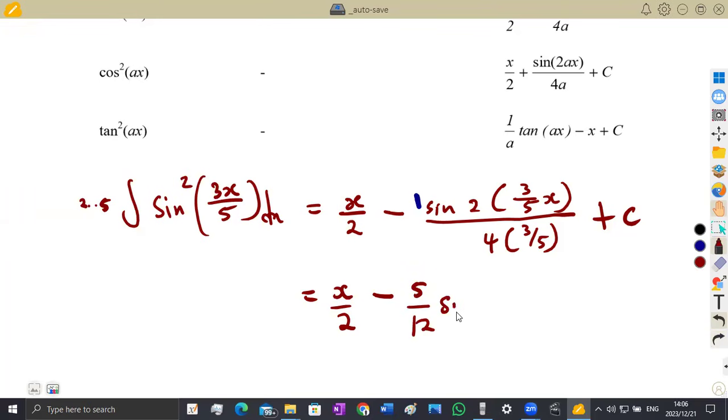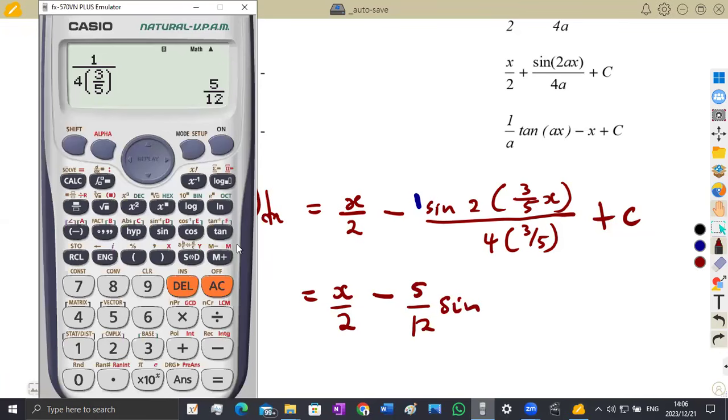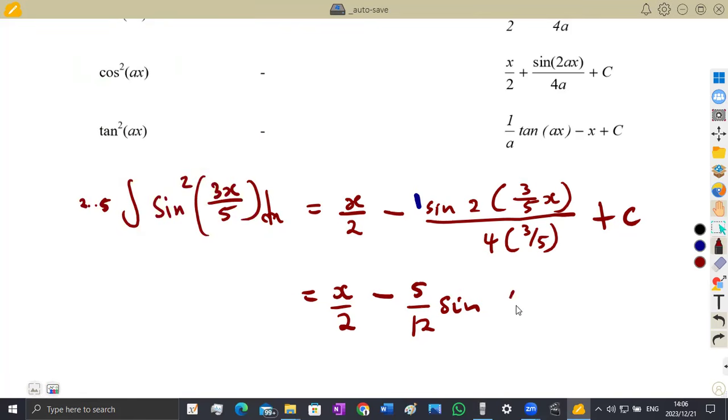But there is a sine, so it's sine of 2 times this. You can leave it like this with the 2, or you can multiply the 2 into the numerator. 2 times 3 over 5 is 6 over 5, and you can use your calculator for that. So this will be 6 over 5x, as a single term like this, plus the constant of integration. So that is how you integrate a sine squared.